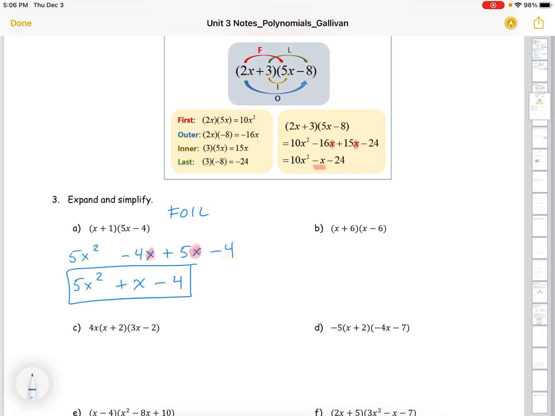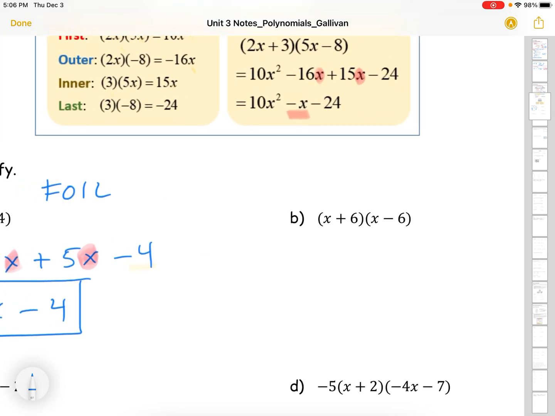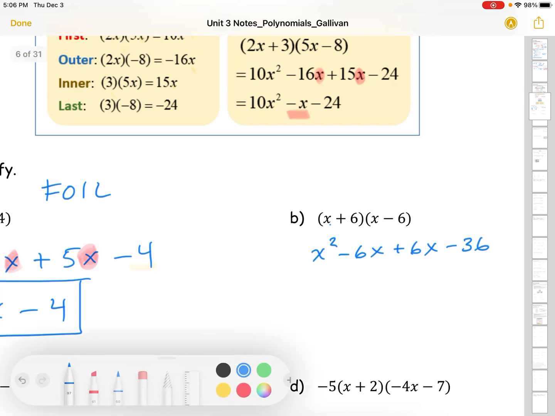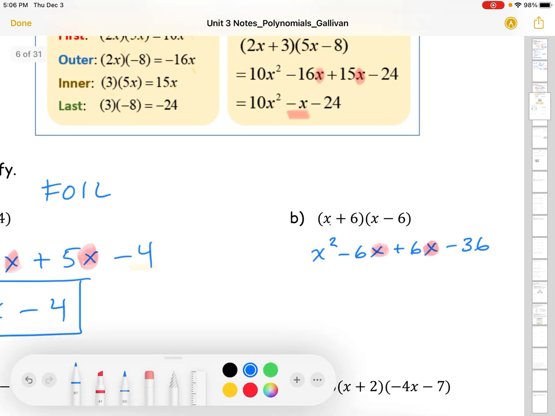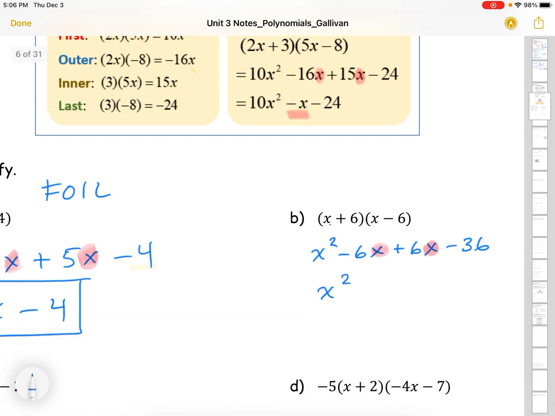Okay? So here, we've got x plus 6 times x minus 6. X times x first is x squared. Outer, negative 6 times x, so negative 6x. Inner, 6 times x, which is plus 6x. And then minus 36, 6 times negative 6. We've got to combine our like terms, which are these middle terms. And let's see what happens. Wow, negative 6 and positive 6, that equals 0. So we're left with x squared minus 36.